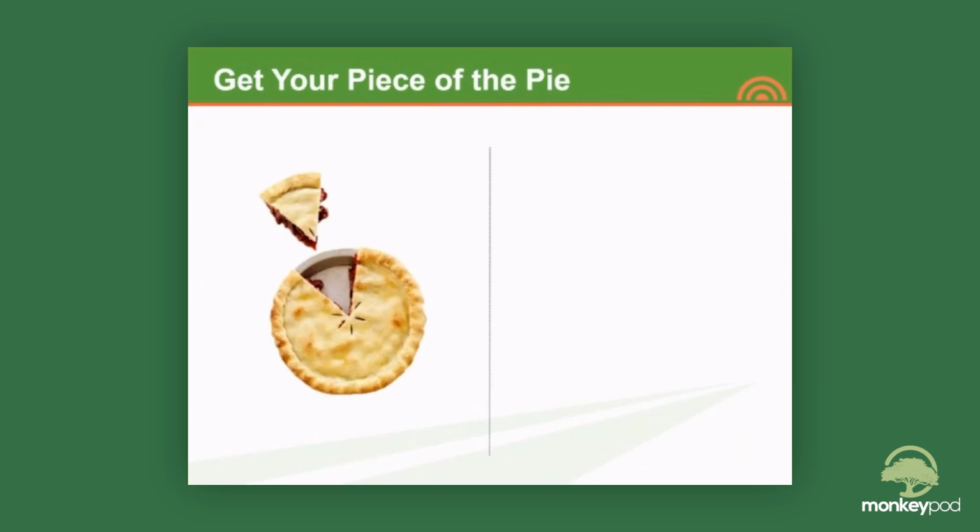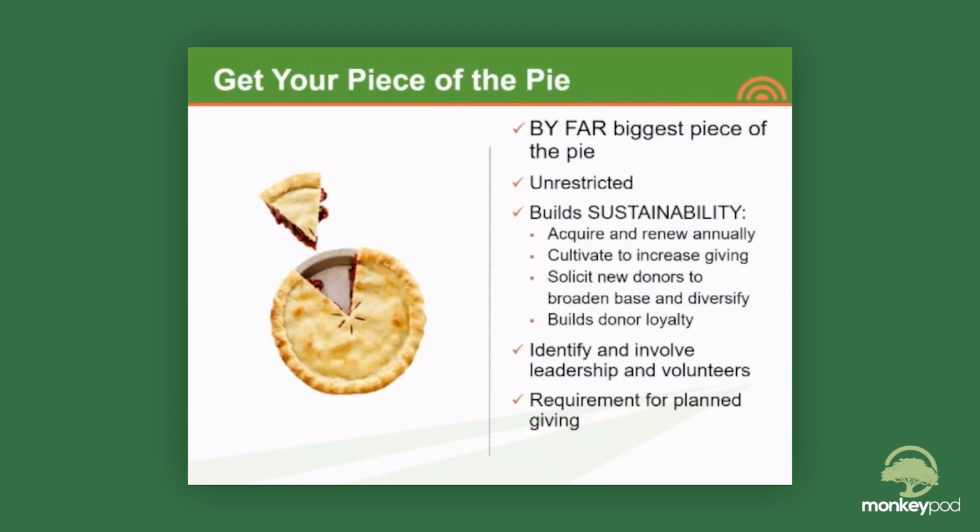I want to stop here for a minute and talk about when you're thinking about your solicitation strategies, I want you to be thinking about individual giving as your priority. By far, individual giving is the biggest piece of the pie. According to the Giving USA report, individual giving represents 67%, or about $375 billion of the $557 billion in charitable gifts made in this country annually.